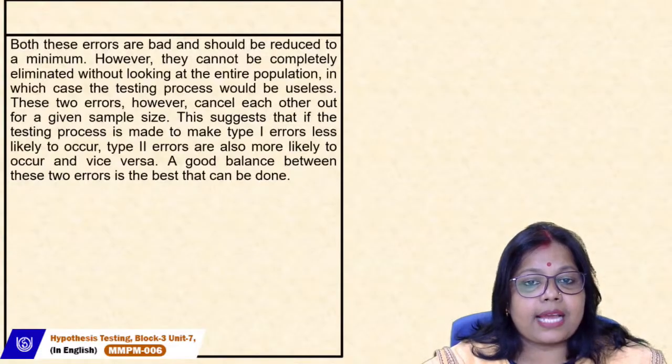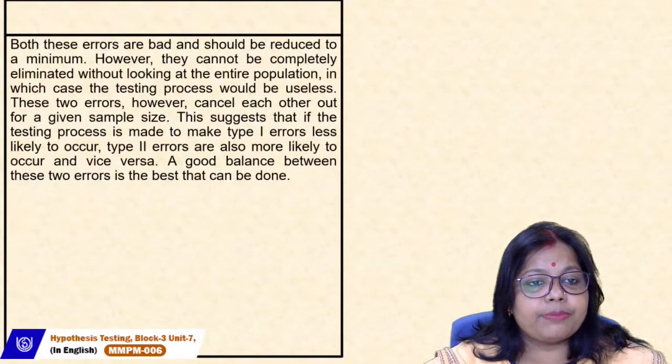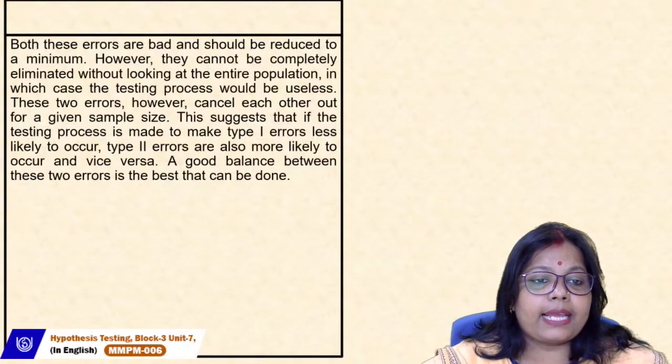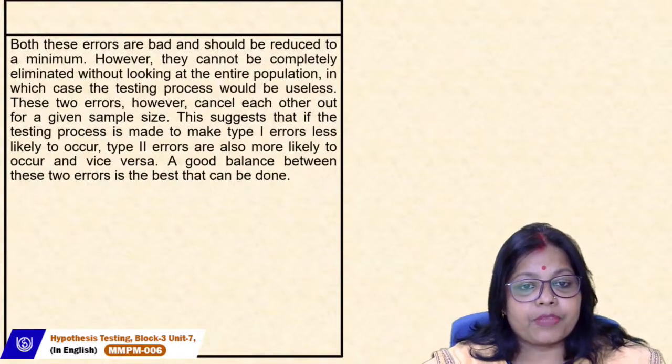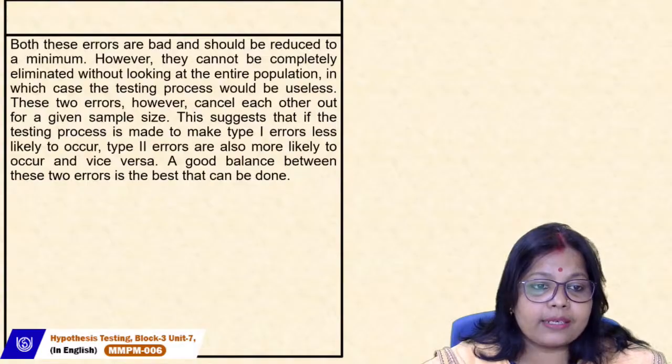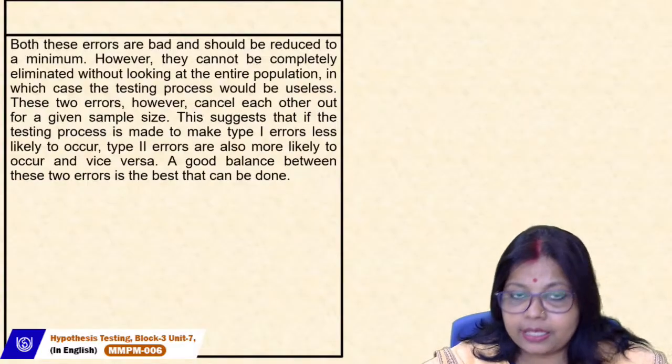So this suggests that if the testing process is made to make the type 1 errors less likely to occur, the type 2 errors are also more likely to occur and vice versa. So a good balance between these two errors is the best that can be done.